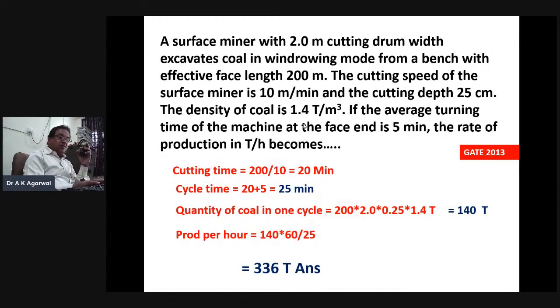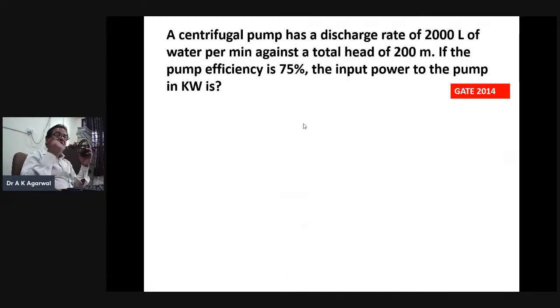Okay, let us move to another problem. I'll take some 2, 3 problems on pumps. A centrifugal pump has a discharge rate of 2000 liters of water per minute against a total head of 200 meters. If the pump efficiency is 75%, find the input power to the pump in kilowatt. It can discharge 2000 liters of water per minute against a total head of 200 meters. Efficiency is 75%. The input power to the pump in kilowatt will be determined.